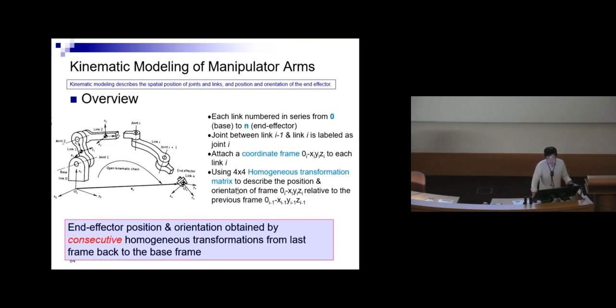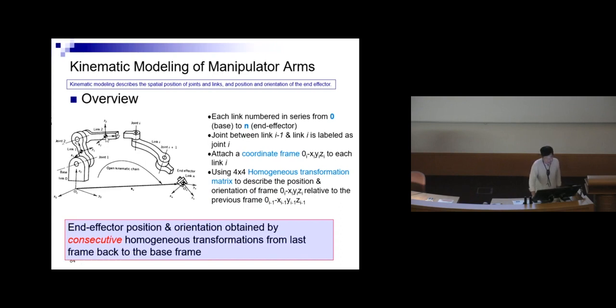After you have done that, the next thing is you want to attach a coordinate frame. The coordinate frame is a right-hand Cartesian coordinate frame to each of the links. So to each of the links itself, you have to attach a coordinate frame. Each link has its position x, y, z, as well as its orientation, so you need to attach that. And then finally, you use a 4x4 homogeneous transformation matrix to describe the position and orientation between the current frame and the next frame.